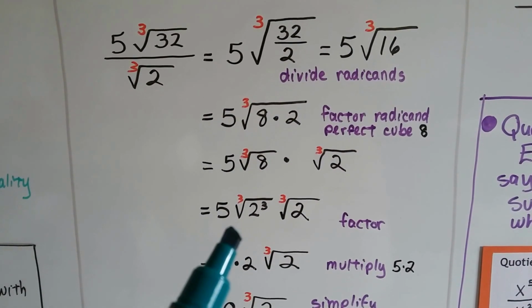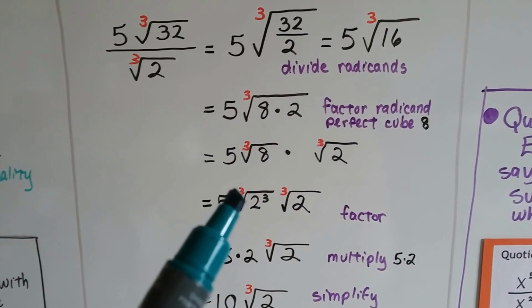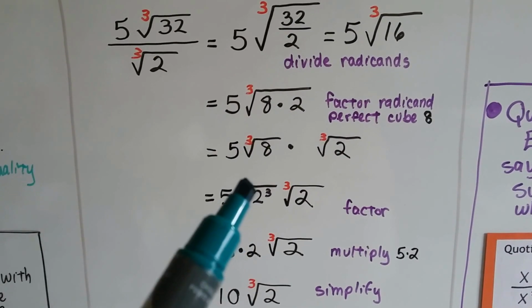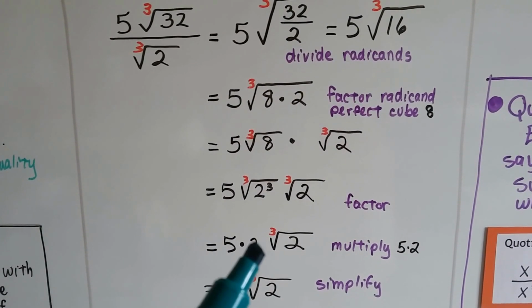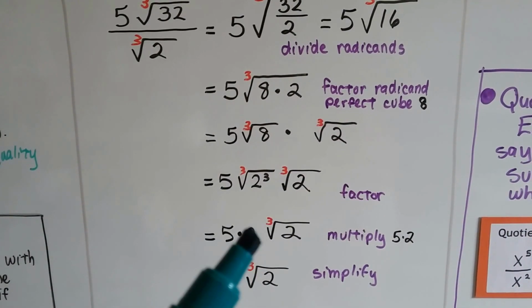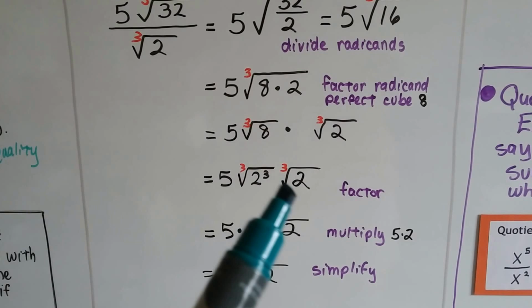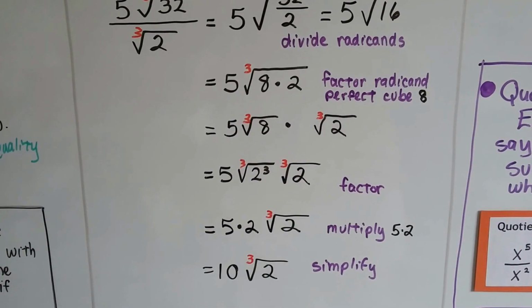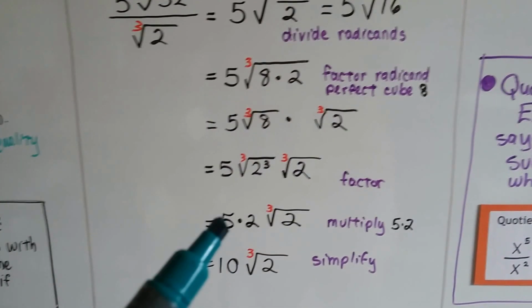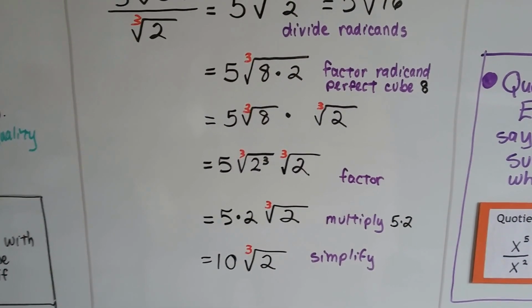And we can factor this. Because this 2 is to the third power and that root is a 3, we can pull this radical symbol off and just have it as a 2. We remove the radical sign, the 3, and the exponent, and we just have 5 times 2 times the cube root of 2. Because that's not a perfect cube, it stays underneath the radical sign. We multiply the 5 and the 2, we get 10. We have 10 times the cube root of 2.